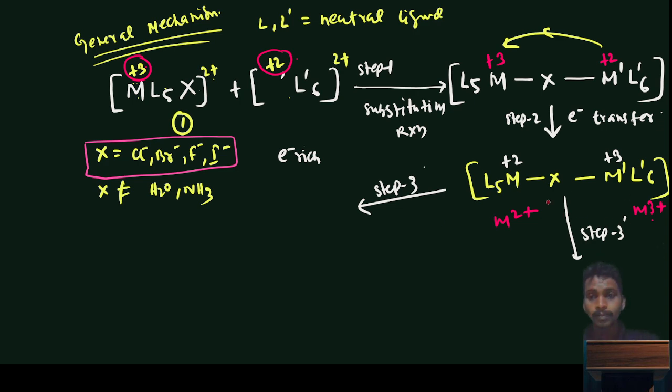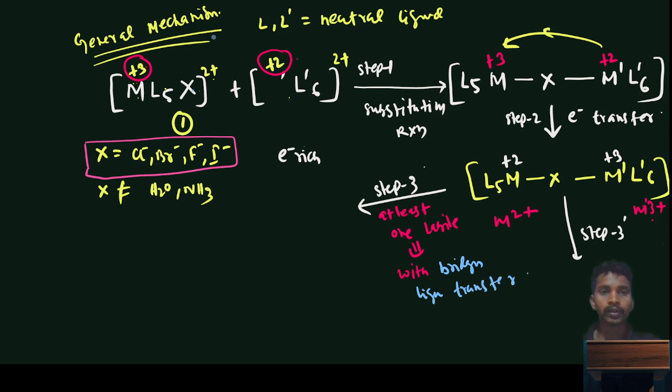If at least one of these, either the complex with the metal 2 plus or the complex with the metal' 3 plus, is labile, then the ligand also transfers, meaning bridging ligand transfer will happen. Okay, so here the bridging ligand is with this complex. So if at least one of these is labile, then this bridging ligand will transfer to here. Okay, previously it was here, now it transfers to here.